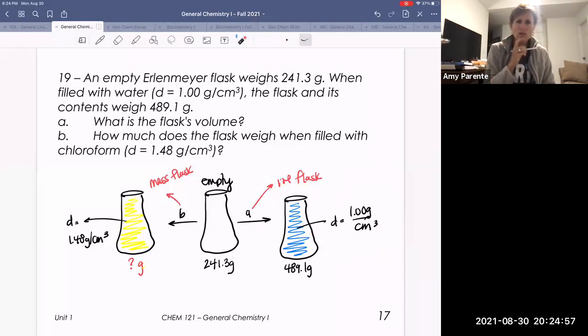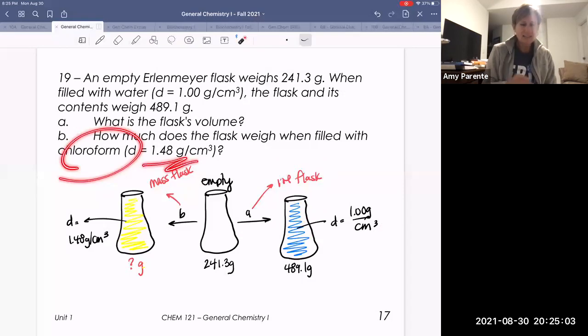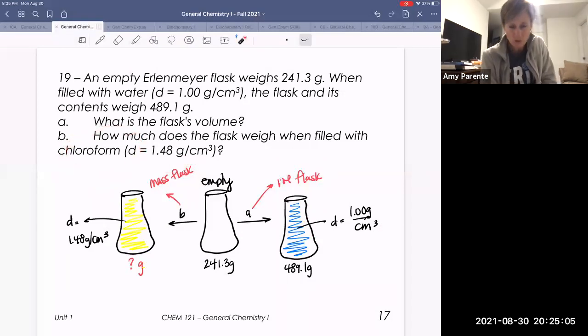Now it says, how much would the flask weigh if I fill it with a more dense liquid like chloroform that has a density of 1.48 grams per cubic centimeter? In this case, I want to know what that flask will weigh. So I want you to try to work through this problem. I'll leave this on this page for just a second if you want to have this picture to help you think about things. And then I'm going to flip back to the first page that tells us the answers.